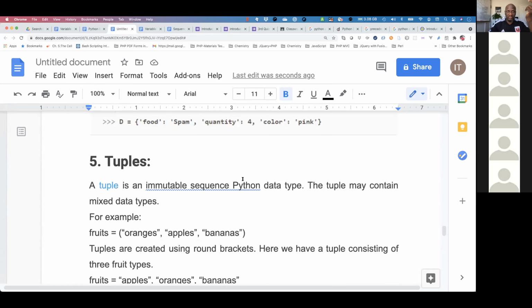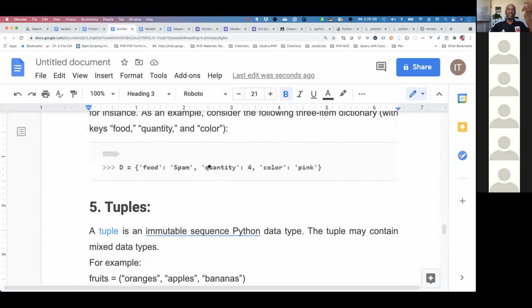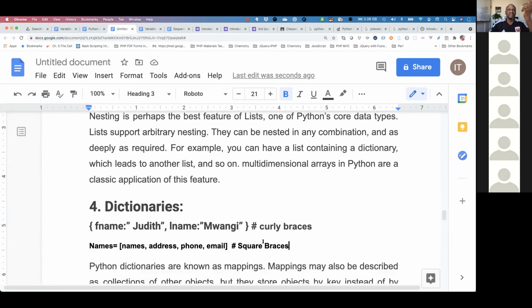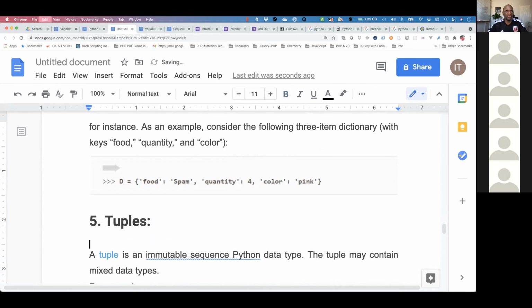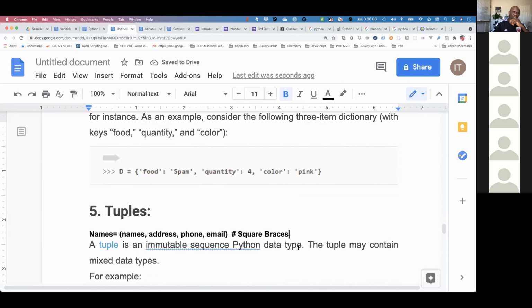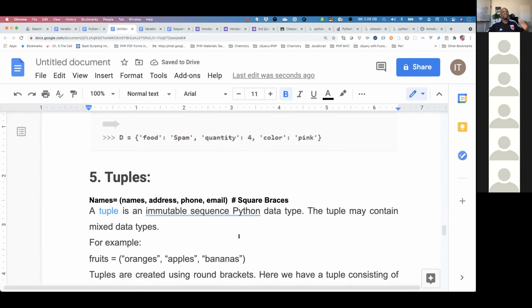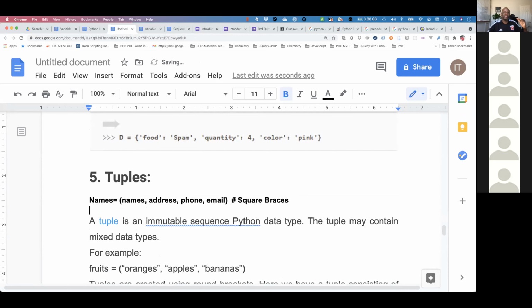Now, tuples. Tuples are different. If we had something like this, and then we say we want to declare that as a tuple, the only difference is that instead of that, we'll have the regular brackets, which we call parentheses. So a tuple is immutable. You cannot change the tuple. If you try to change it on the fly, it will give you an error. You cannot add or remove from it. It will always be the same.